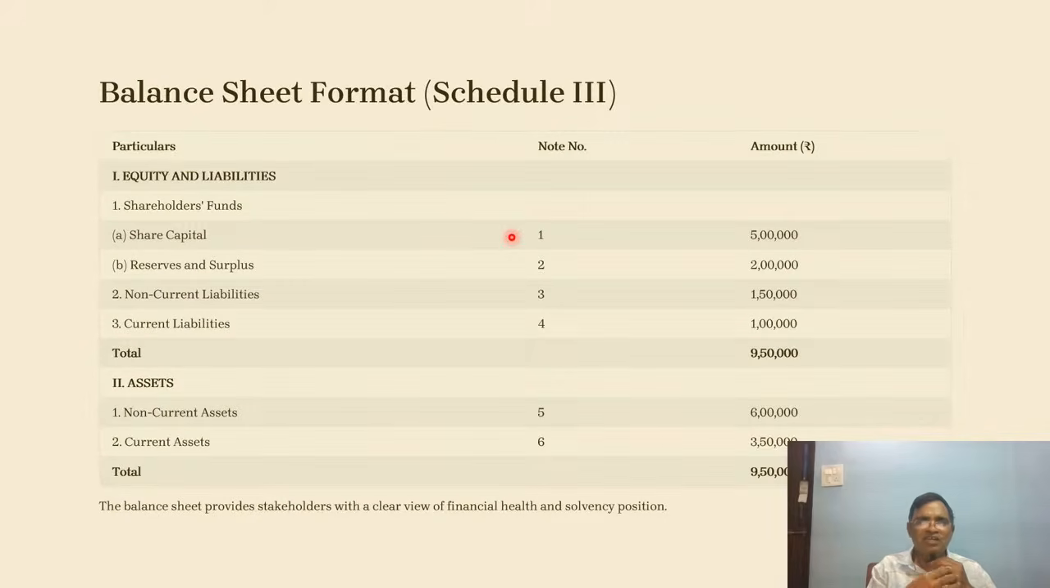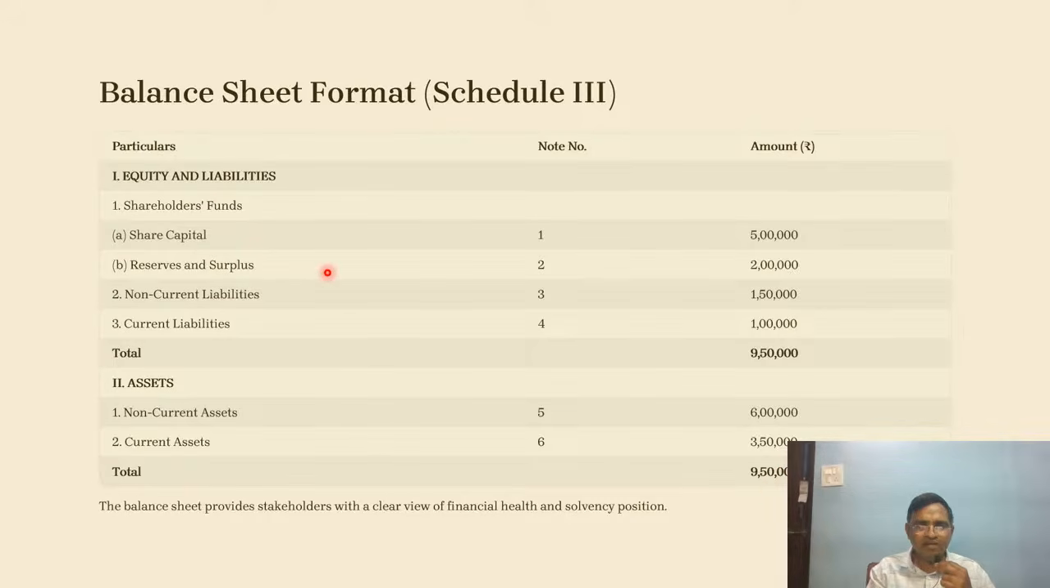Then the balance sheet format as per Schedule 3. First you have to write equity and liabilities: shareholders' funds, share capital, then reserves and surplus, then non-current liabilities. Here the total assets is 9,50,000, and the total equity and liabilities is the same, whereas assets are non-current assets and current assets. So 6 lakhs plus 3 lakh 50,000 comes to 9 lakh 50,000. This is the balance sheet format.